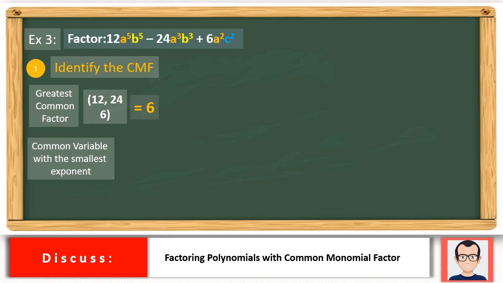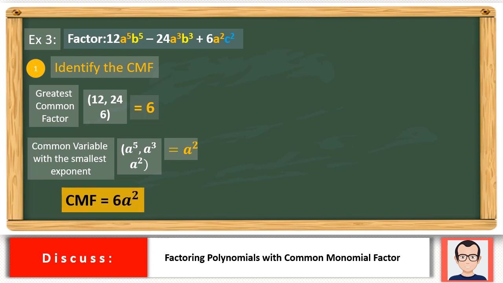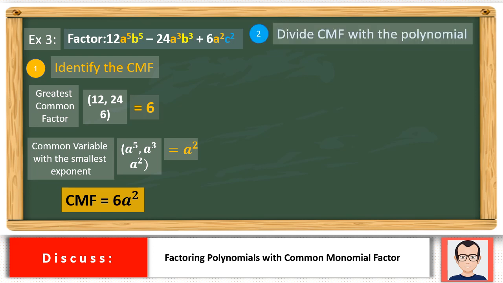Then, for the common variable, what do you think? At first, upon close inspection, you will observe that the variable a is the only variable present in all terms. Therefore, we will only work on variable a. Got it? And our smallest exponent will be what? That's correct. That would be a squared. Now we combine the answers. Our common monomial factor is equal to 6a squared.